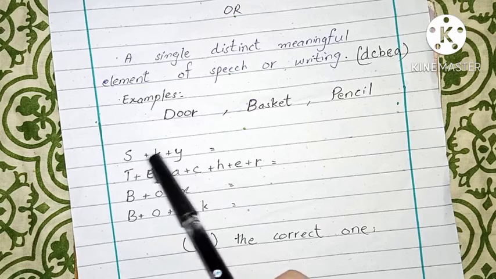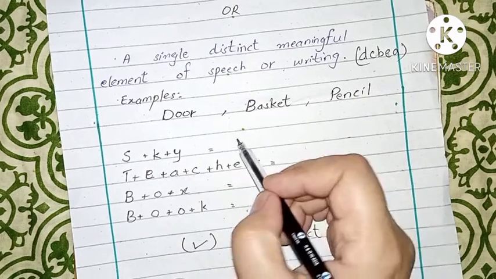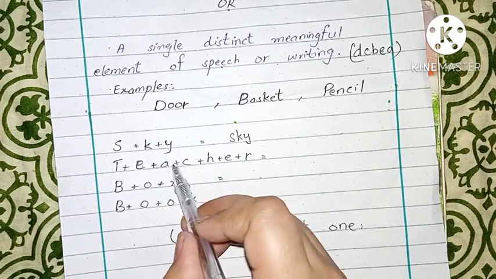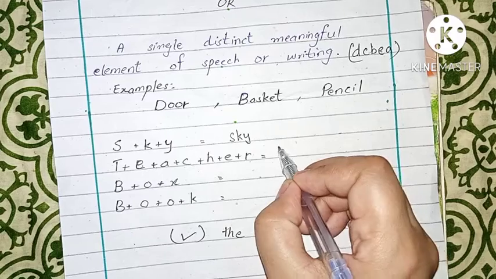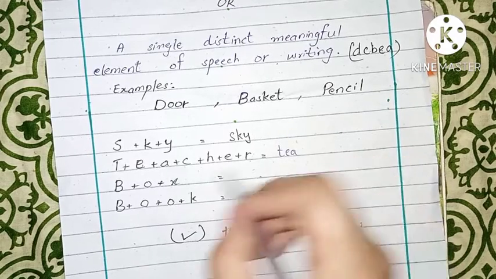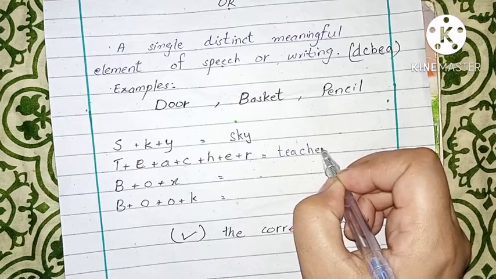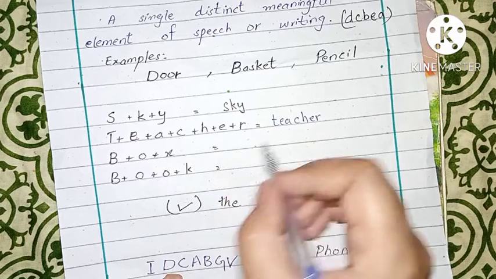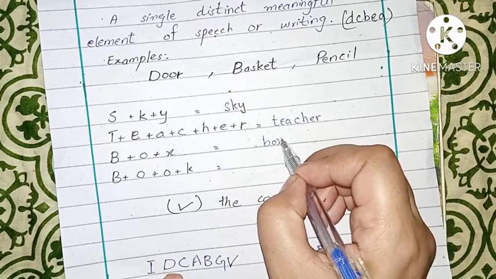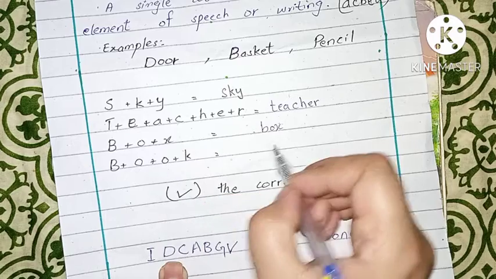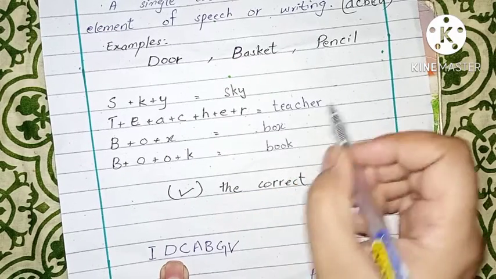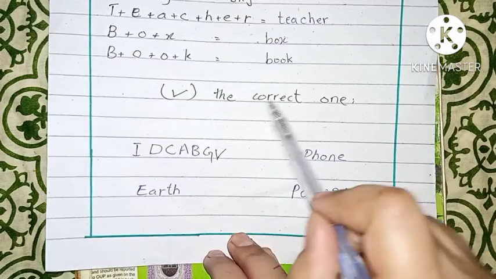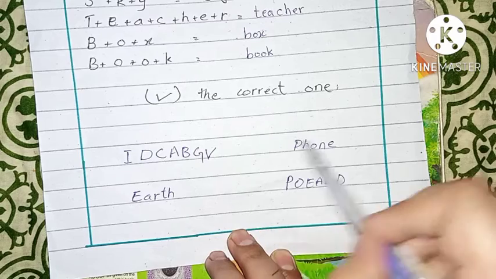There are letters S, K, Y, three letters, so they made a word, sky. Teacher. These letters made a word teacher. Star, box. These letters made a word box. Book. So all these words have meaning, so we can call them words. Tick the correct one. All these are words, so this one is correct.